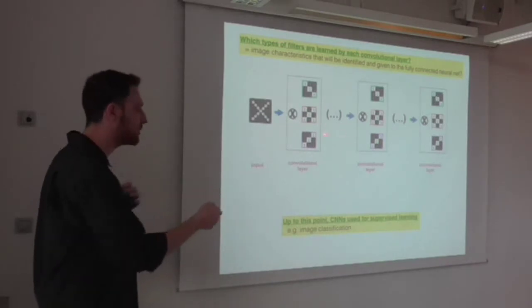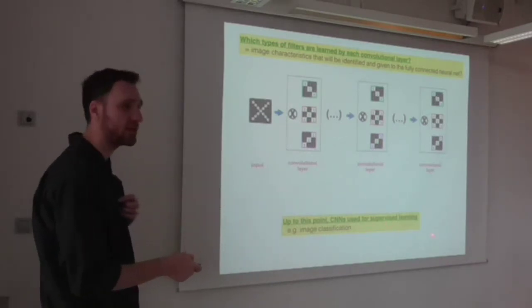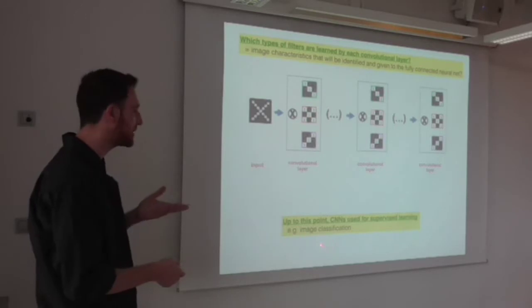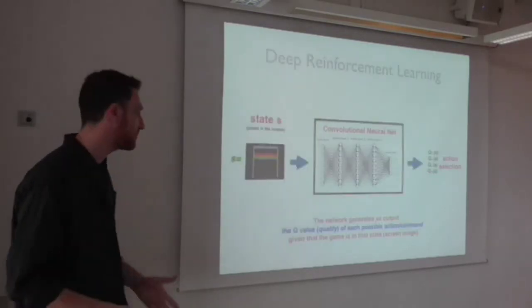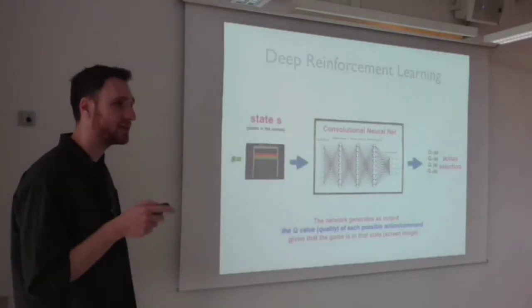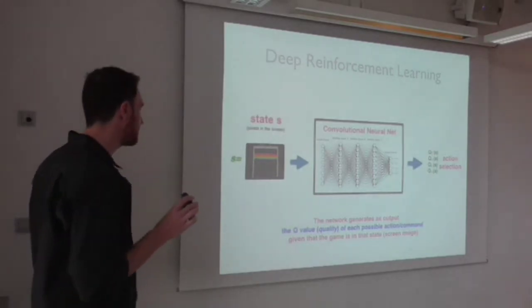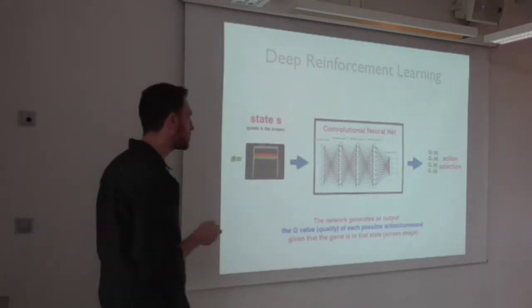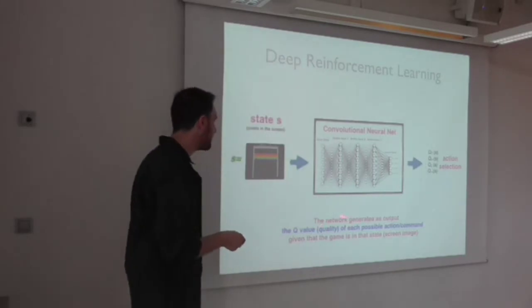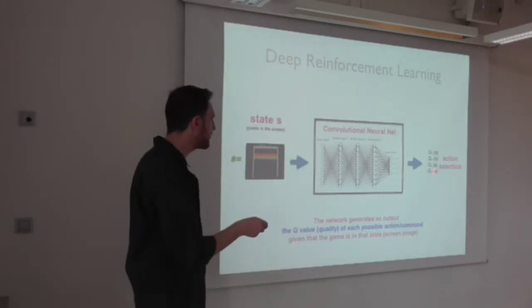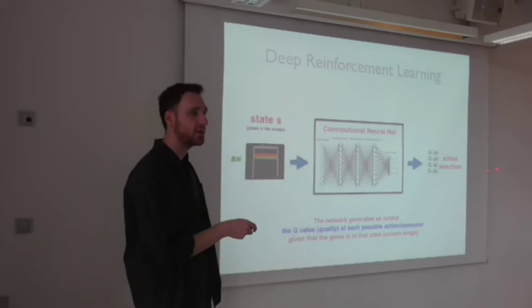So up to this point, what we discussed was CNN for supervised learning, like image classification. Now we're going to do this for reinforcement learning, but that's where things become not so clear: how we're going to train this network, because the network should output the Q values of the different actions.